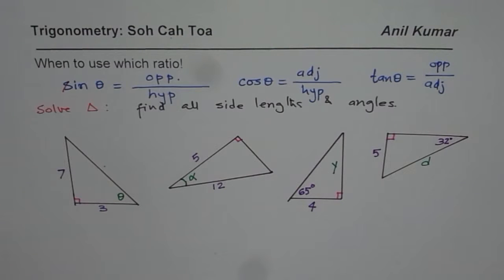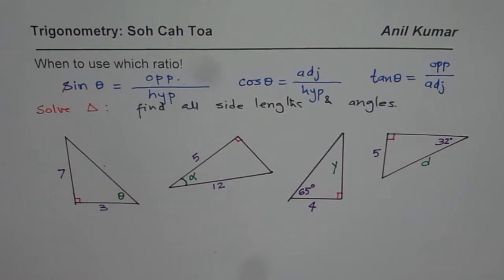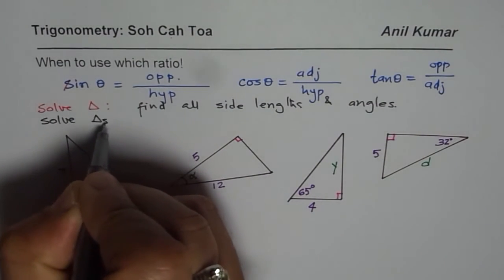Now, we'll not get into a lot of details, but we'll touch upon most critical parts, right? So we have four triangles and we need to solve these triangles. Let us say that is our basic question. How to solve these triangles? And that will answer this particular question, when to use which ratio. So the question for us is solve triangles, right?